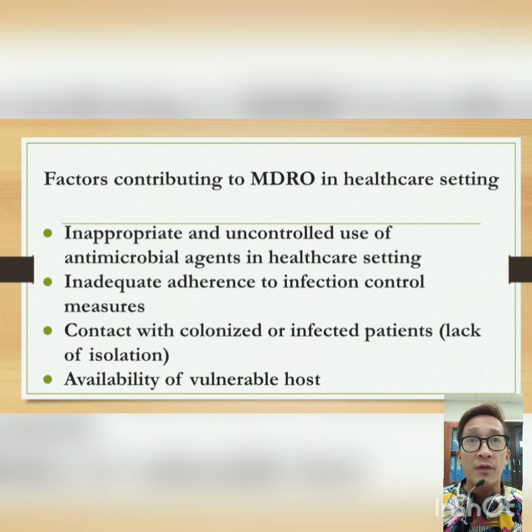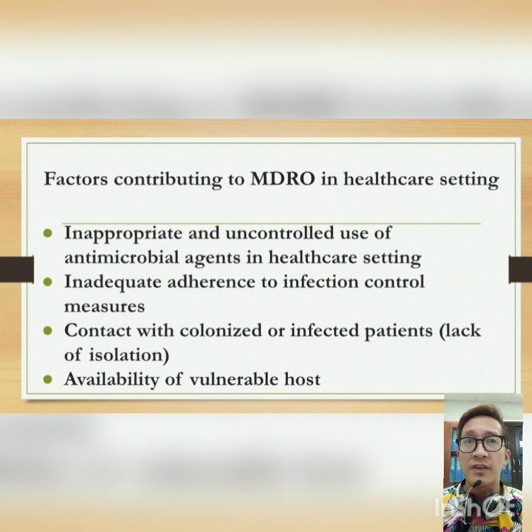Next is inadequate adherence to infection control measures, especially if you are not adhering strictly to hand hygiene, then most likely MDRO will be spreading inside the hospital. Contact with colonized or infected patients, like lack of isolation. If we are not able to isolate or put the patient under contact precaution, then we will not be able to stop the spread of MDROs in our facility.